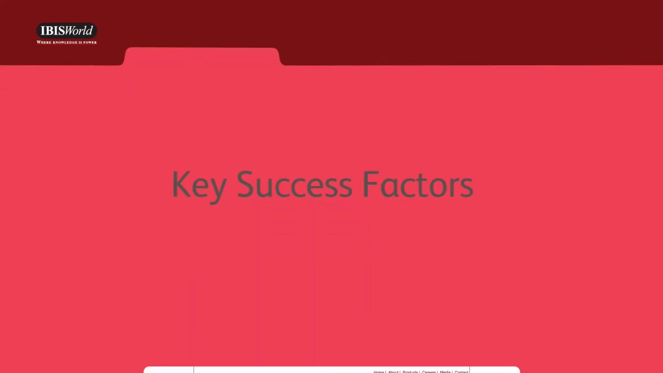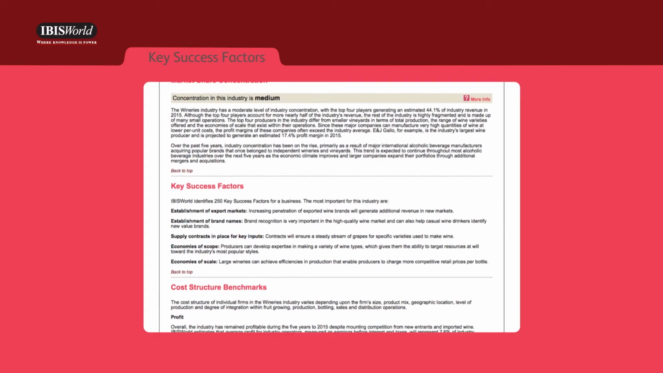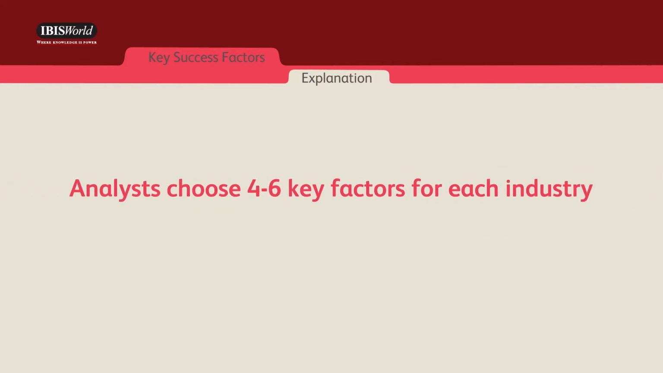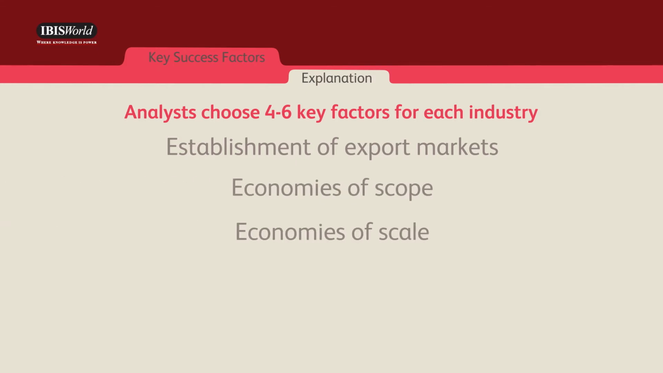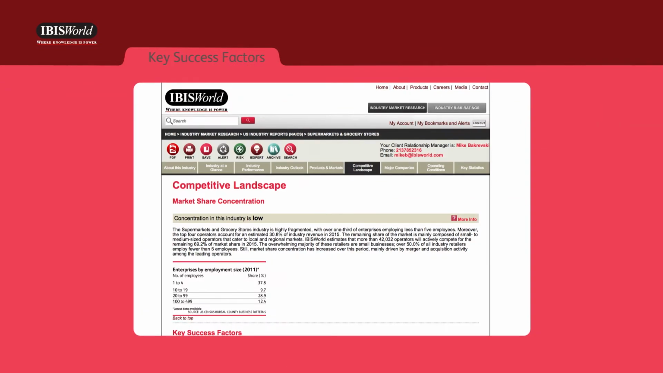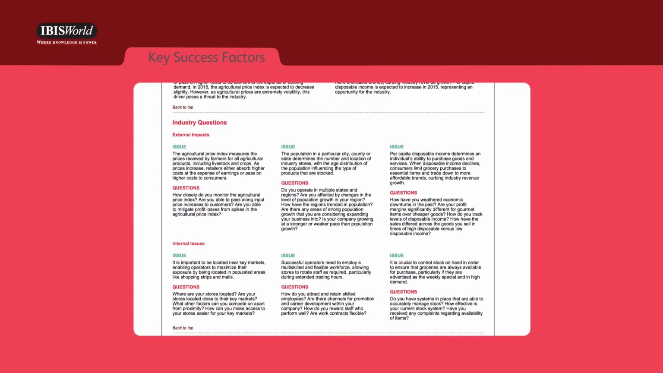Key success factors. This section provides the internal factors that the company can control to ensure success in the industry. The key success factors are presented in a list with an explanation of strategies on how to maintain or grow revenue and profit. Analysts choose 4 to 6 key factors for each industry. For example, establishment of export markets, economies of scope, economies of scale, proximity to key markets, ability to adopt new technology. The key success factors are used in our iExpert reports to help generate ready-made questions for users.